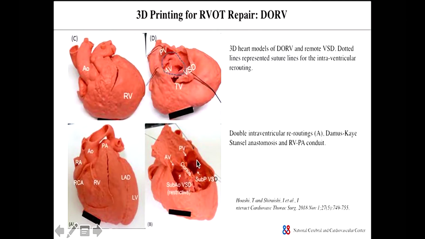And also, this is a very unusual case of double outlet right ventricle with an outflow-tract large VSD and a perimembranous VSD. So we were not able to do the surgical operation in the neonatal period. So we did pulmonary artery banding, and then at the age of 1, we did the DKS and RBPA conduit surgical operation. He is now doing very well 2 or 3 years after the surgical operation.